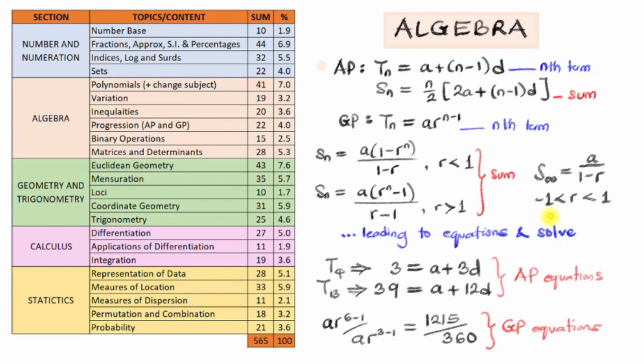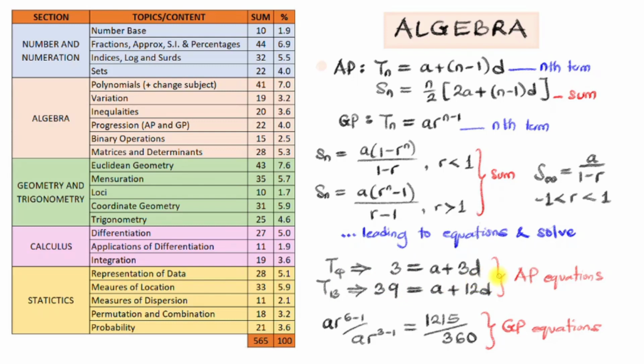And note that when you are working with that, your common ratio is between minus 1 and positive 1. Most of the time, it will lead to equations that you need to solve. Like in this particular case, you may be given two different terms that you can express. They can say the fourth term is 3, the 13th term is 39.